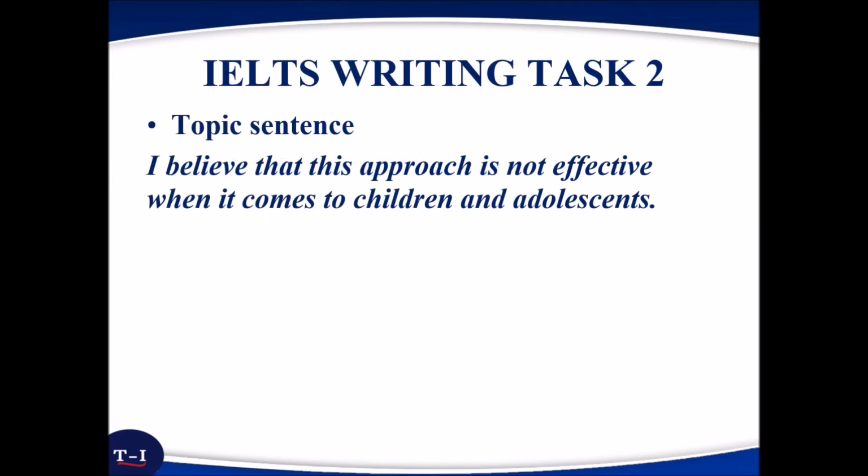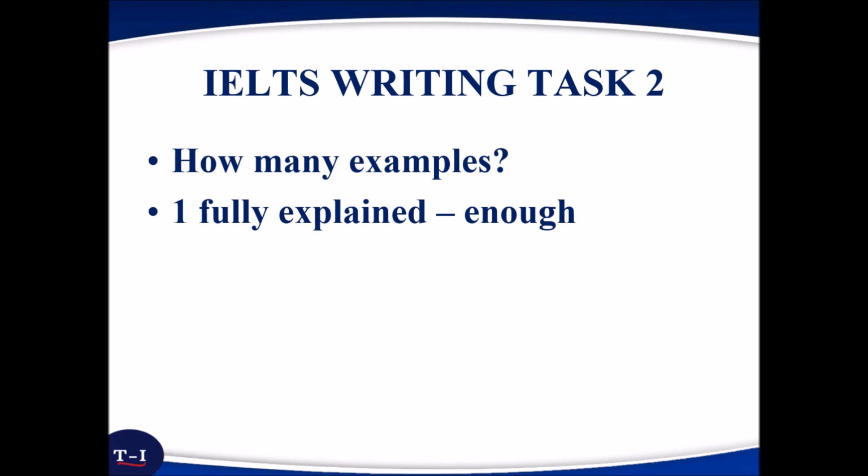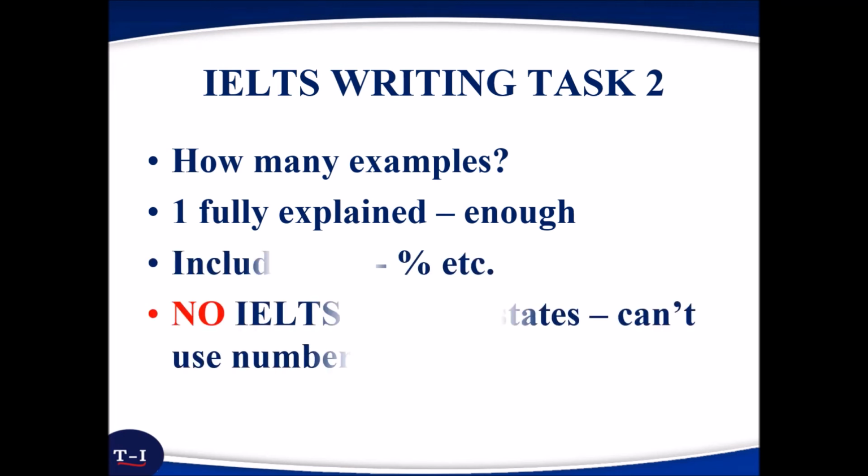Here's the topic sentence I wrote before, and here is the reason or explanation for this. This is because these groups of pupils lack the concentration levels for distance learning, where it is necessary to sit in front of a screen for long periods of time. After this, we give examples. Now, a popular question is, how many examples should I include? Well, one fully explained example in a paragraph is enough.